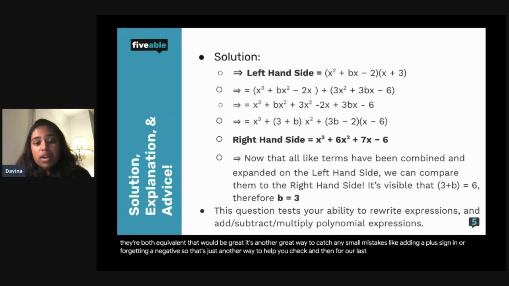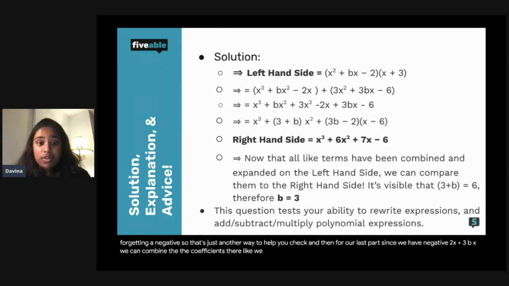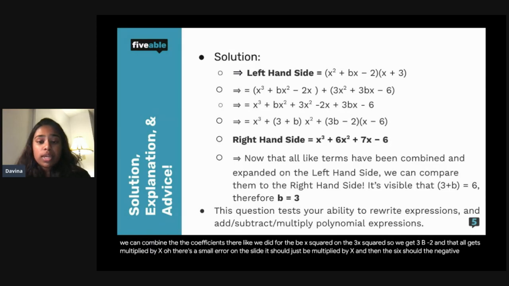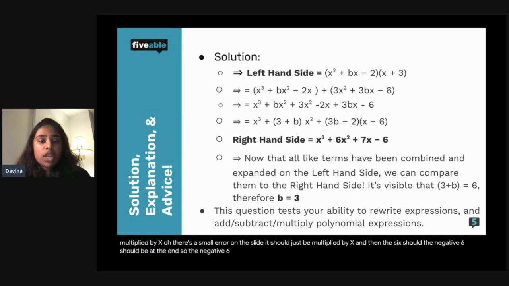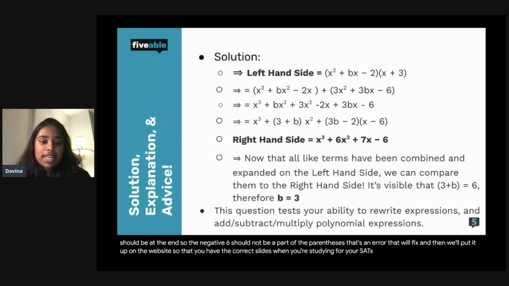And then for our last part, since we have negative 2x and 3bx, we can combine the coefficients there like we did for the bx squared and the 3x squared. So we get 3b minus 2, and that all gets multiplied by x. Oh, there's a small error on the slide. It should just be multiplied by x, and then the negative 6 should be at the end. So the negative 6 should not be a part of the parentheses. That's an error that we'll fix, and then we'll put it up on the Bible website so that you have the correct slides when you're studying for your SAT.